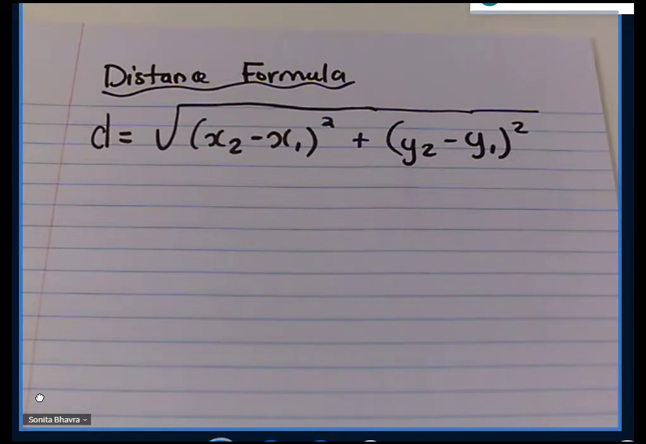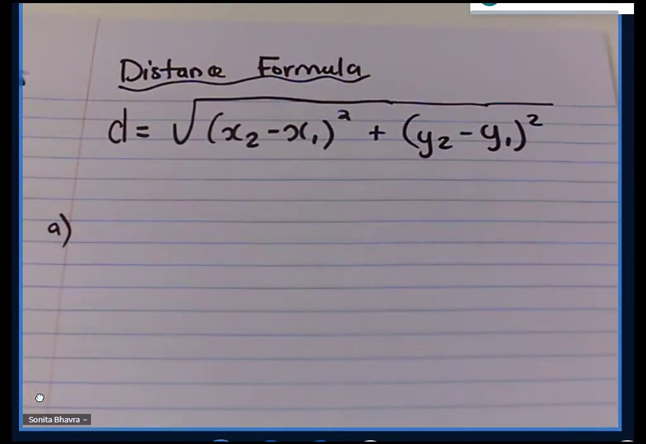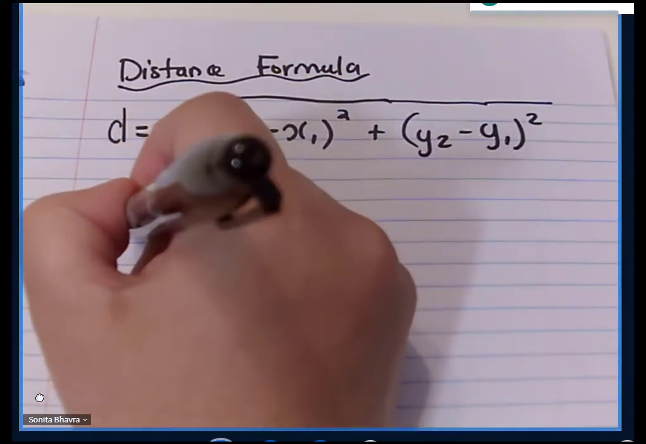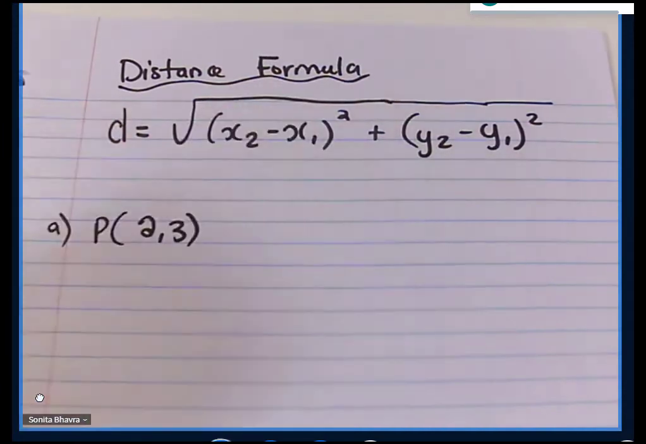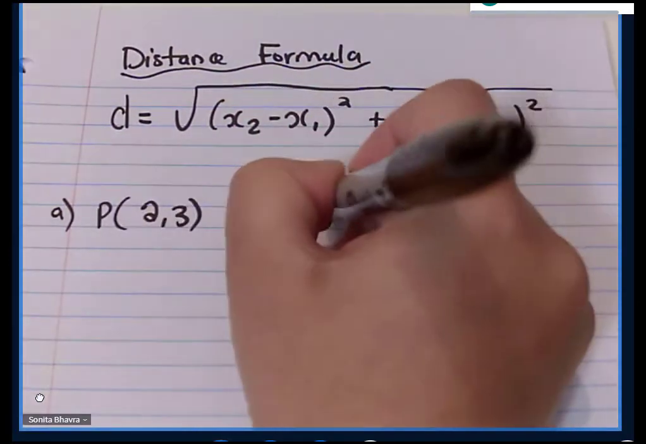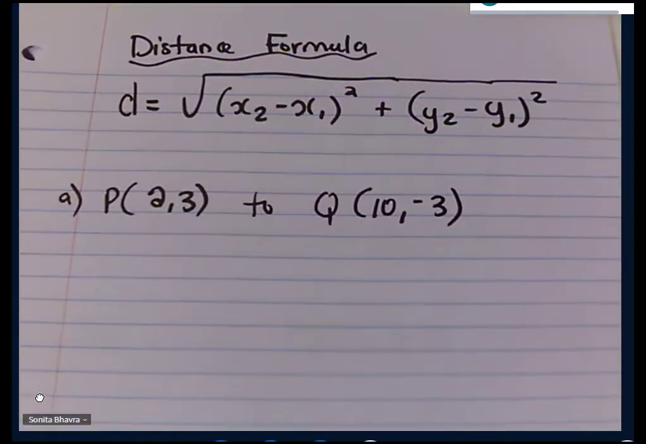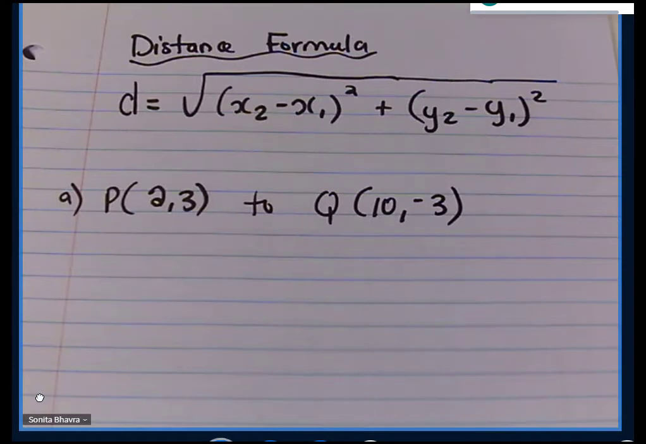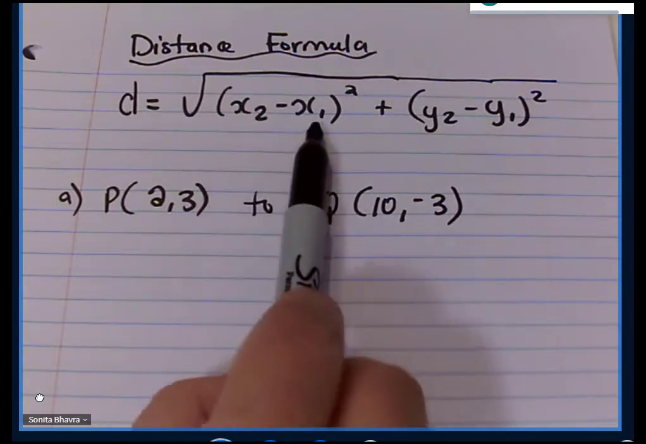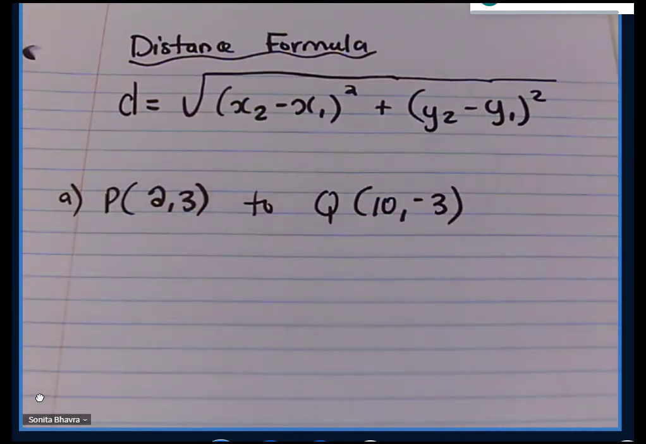All right, so let's take a look at some examples on how to use this distance formula to find the exact length of line segments. Let's take a look at our first example here. We have point P at (2, 3), going to point Q, which is at (10, -3). Using our distance formula, instead of using x2, x1, or y2, y1, you can use P and Q instead. So I'm just going to write that out here.